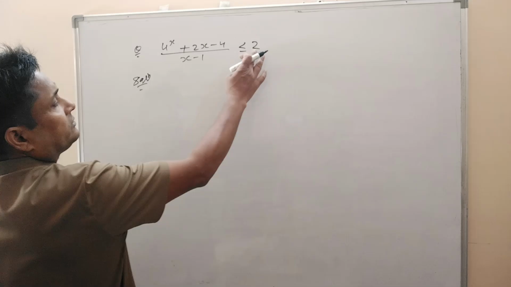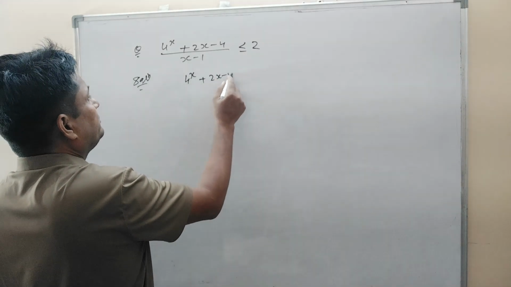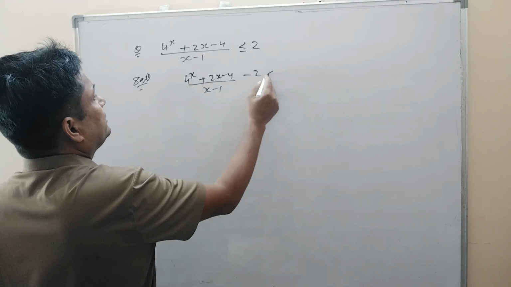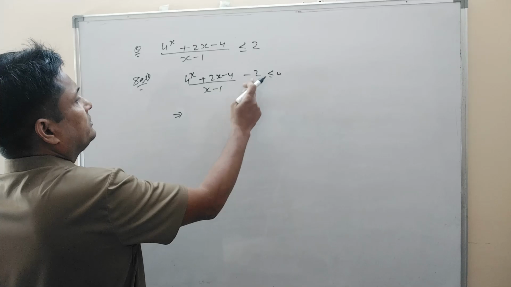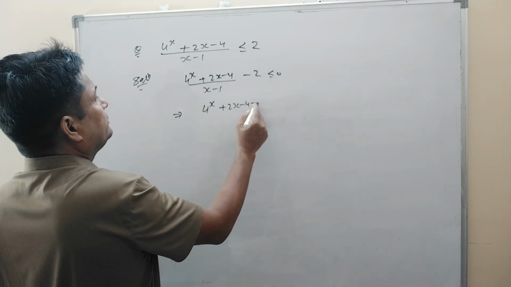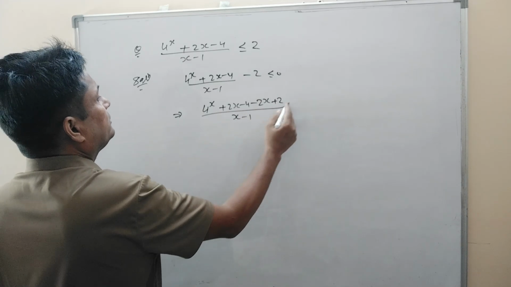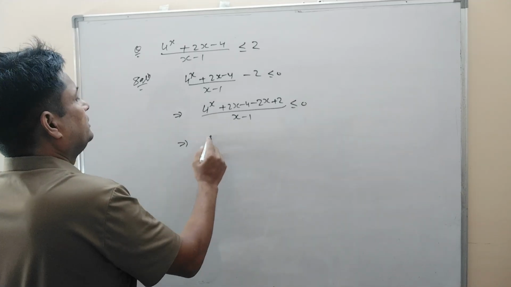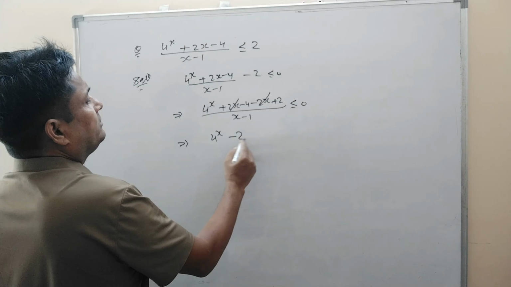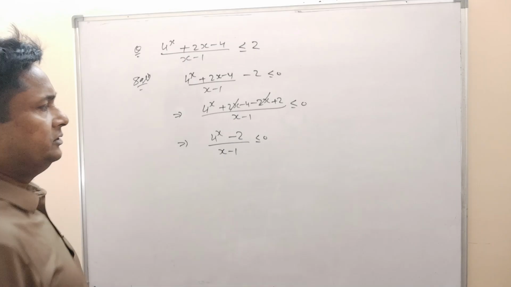If any expression can change sign, then you cannot multiply to the right hand side. So the only option is to take it to the left. So this will be 4 to the power x plus 2x minus 4 minus 2 divided by x minus 1 less than or equal to 0. So take the LCM. So it will be 4 to the power x plus 2x minus 4 minus 2x plus 2 divided by x minus 1 less than or equal to 0. So the 2x cancels out and it will be 4 to the power x minus 2 divided by x minus 1 less than or equal to 0.